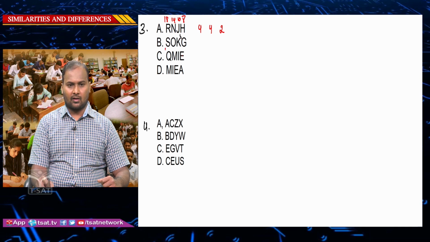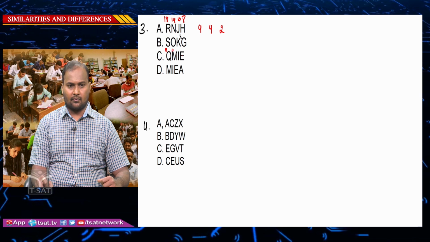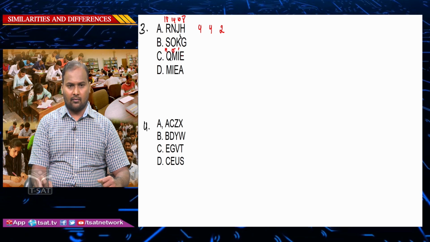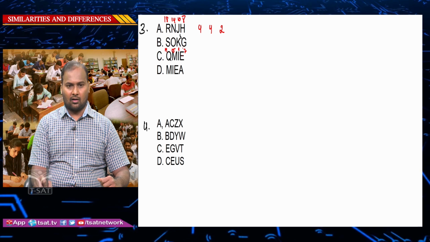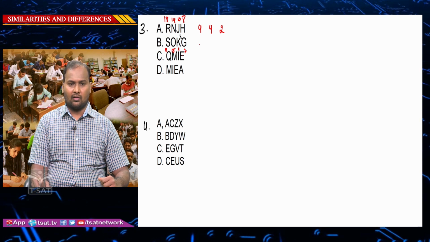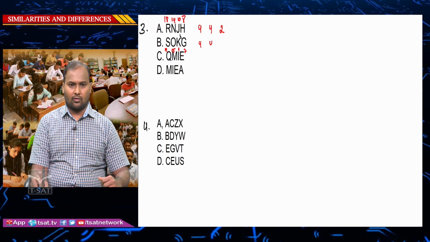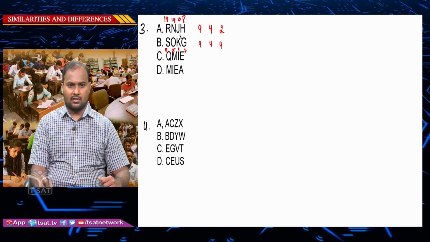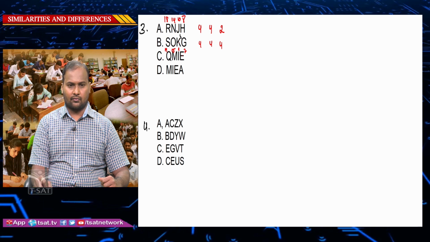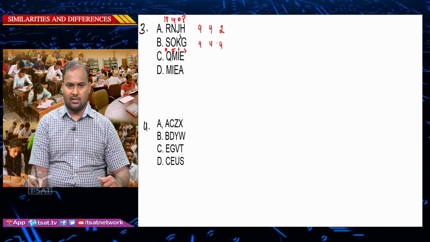What is S? S is 19. O becomes 15. K 11. G 7. So all this we know in coding and decoding. Applying the logic of coding and decoding here as well, the difference becomes 4, 4 and 4. Yes or no? Because S and O, the difference is 4, and O and K difference is 4. K and G is also a difference of 4.